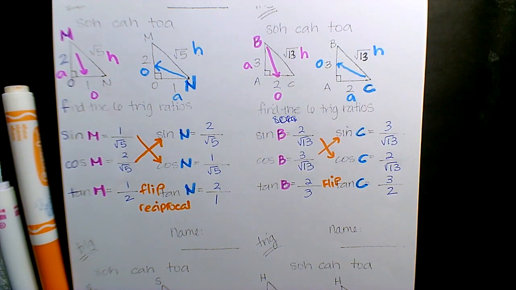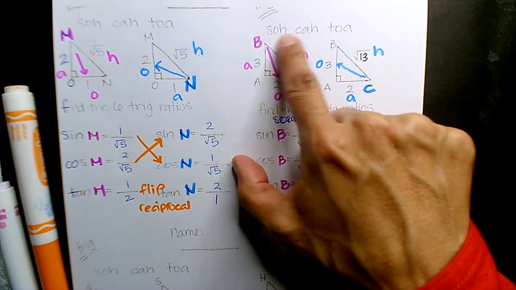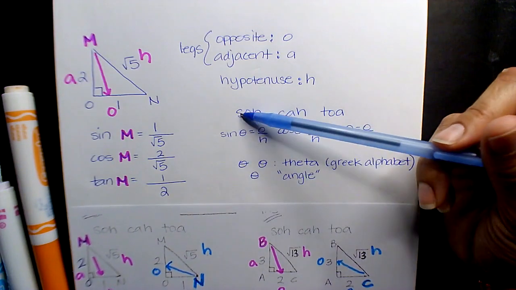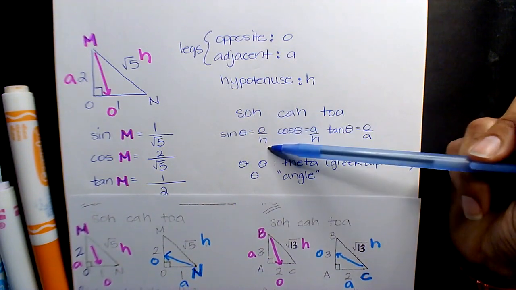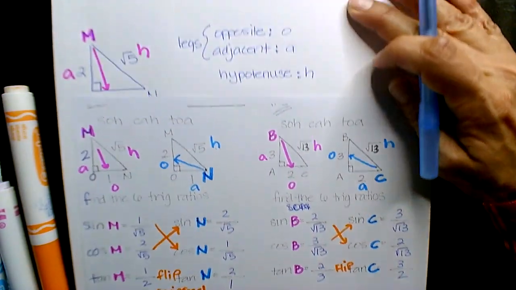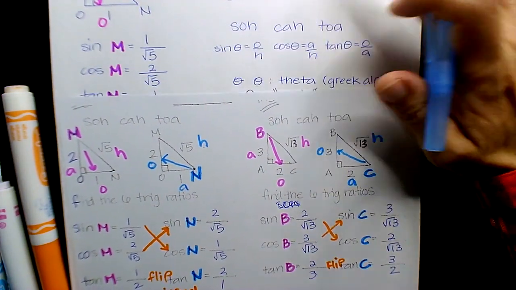How do we know what fraction to write? Because it's your OH, AH, OA. So this acronym, SOHCAHTOA: your S is your sine, O is your numerator, H is your denominator.